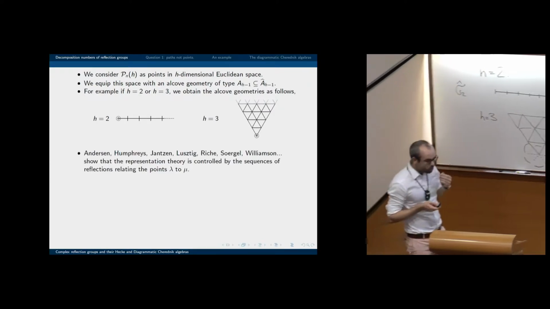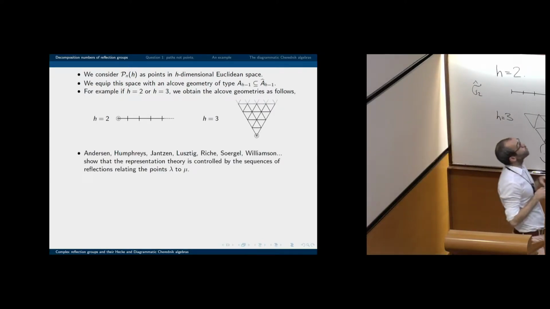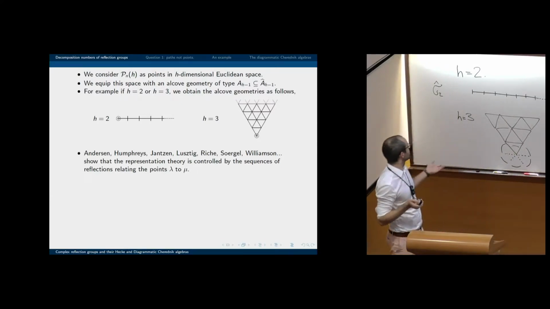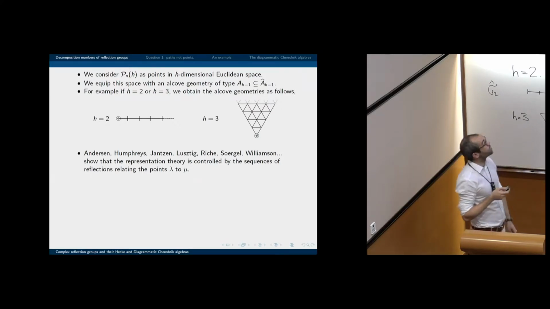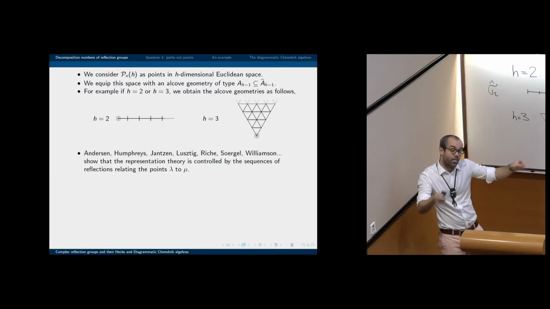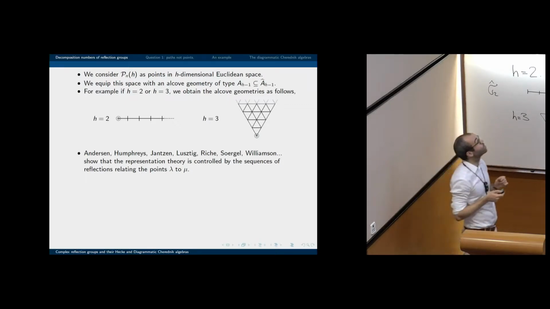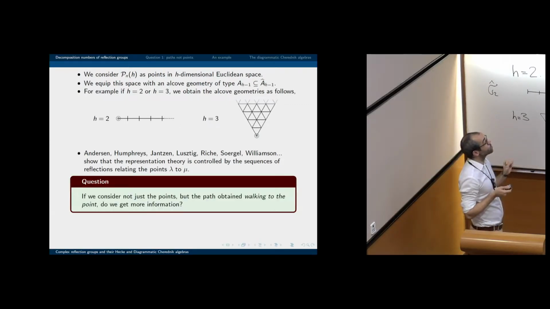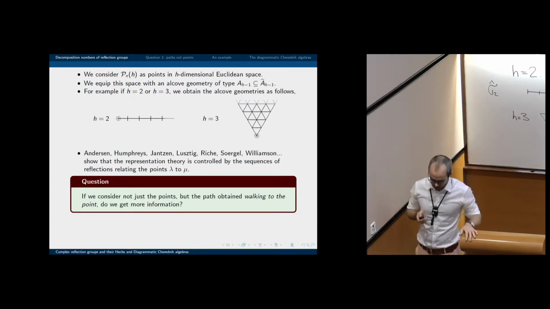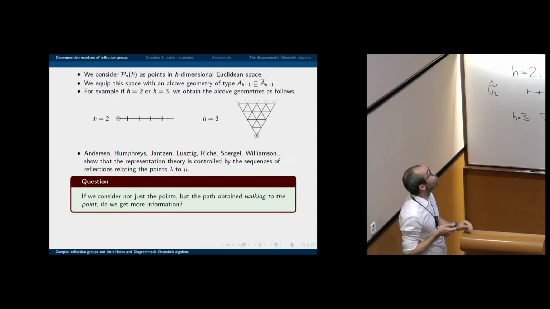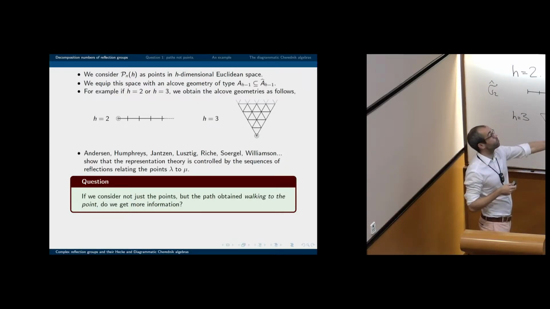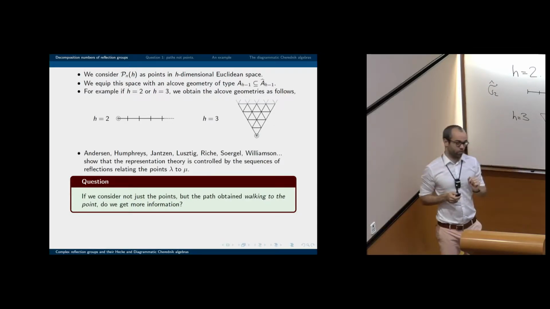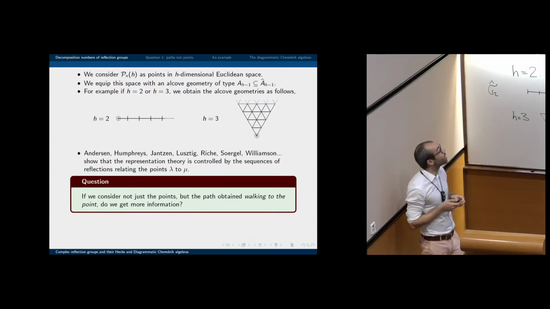Okay, so tale as old as time, we think about decomposition numbers for symmetric groups, or if you prefer, general linear groups, in terms of embedding points into here and looking at reflections that relate them. So the purpose of this talk is twofold. One, this is the symmetric groups part of my talk. What if we don't just consider the points themselves, lambda and mu, but we consider the path obtained from walking to the points in the first place? Do we get more information? And this will make more sense when we go on to the next slide.